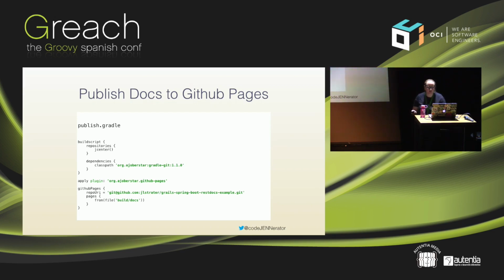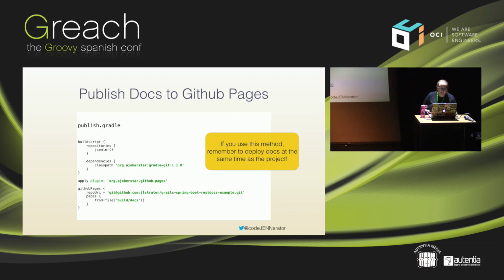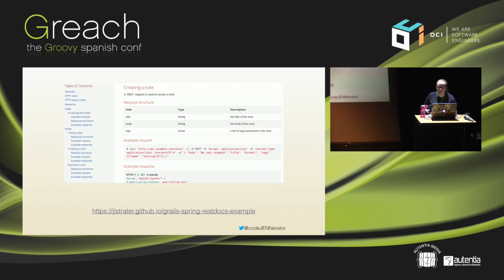Okay, so there's also a Gradle plugin to publish the docs, and that's how I used it to get to GitHub Pages. This may be important if you're doing a small API and you don't have views, like the Grails web profile. But if you're using this method, remember to deploy your docs at the same time, and you'll have to figure out that pipeline. So that is an example of how to run through there.